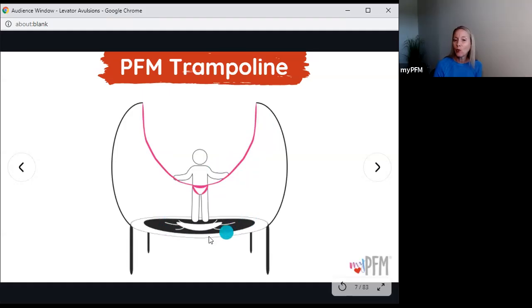So if the pelvic floor muscles aren't doing as good of a job at supporting those organs, then the ligaments are going to help to support those organs. But over time, those ligaments can also get stretched out if you don't have that support from below. So that's the basic concept that I want you to think about here.